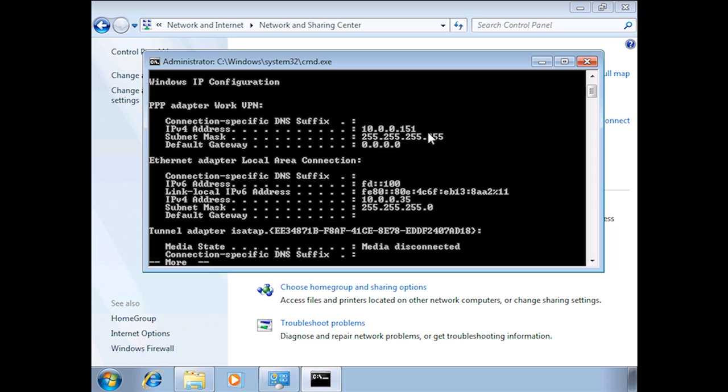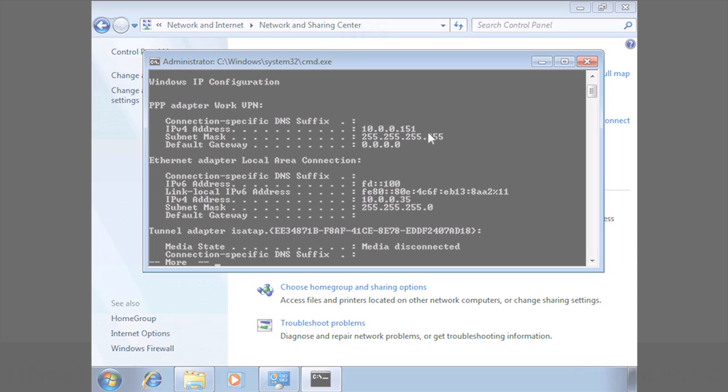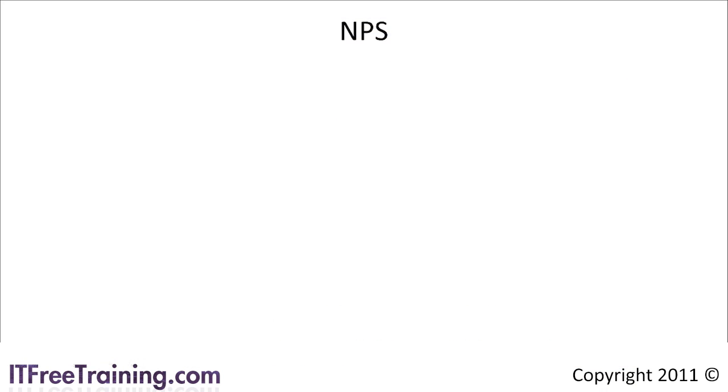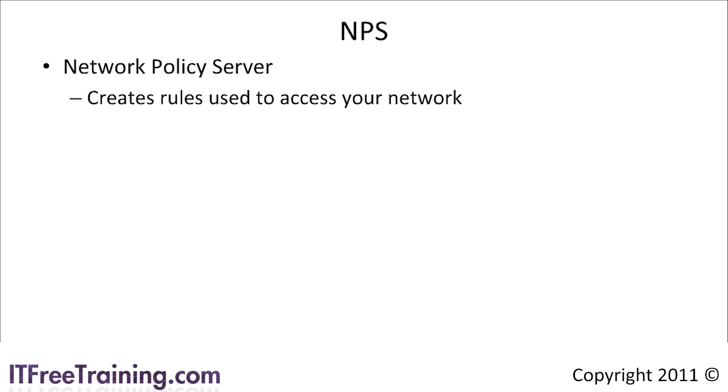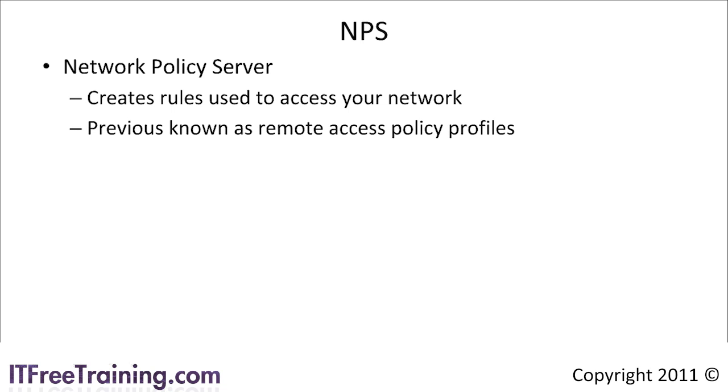Back in the Windows NT days, this is what you had to do. Nowadays, we can use NPS to do the hard work for us. NPS, or Network Policy Server, allows you to create rules defining how users can connect to your network. If you have used remote access services before, you may notice NPS is similar to Remote Access Policy. Network Policy Server replaces Remote Access Policy and improves on it.